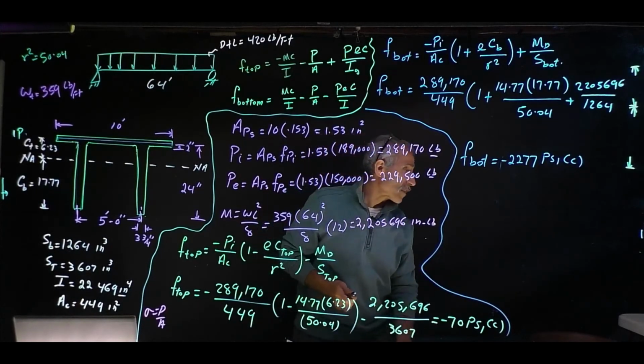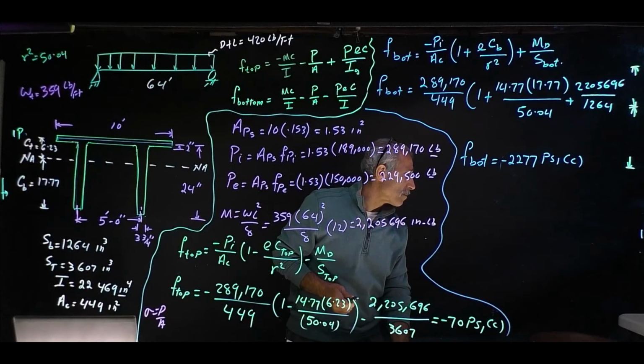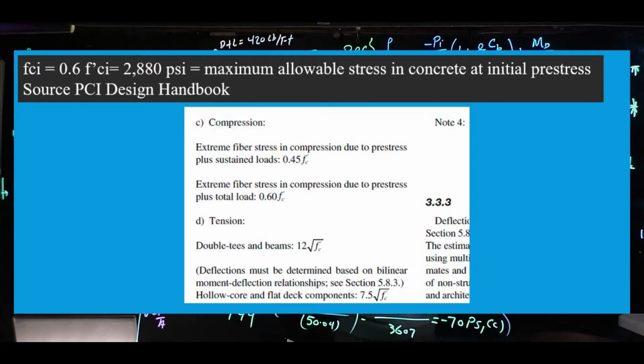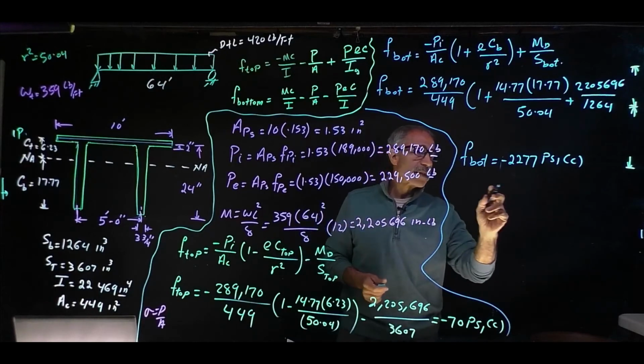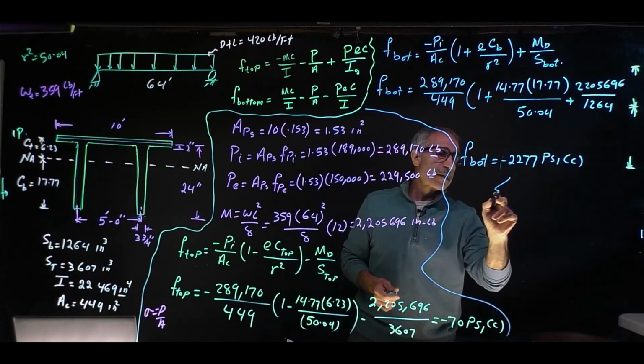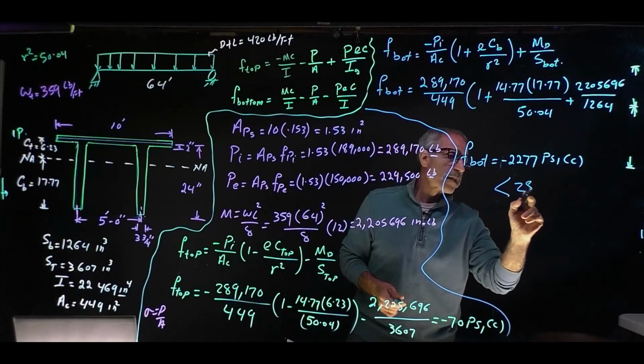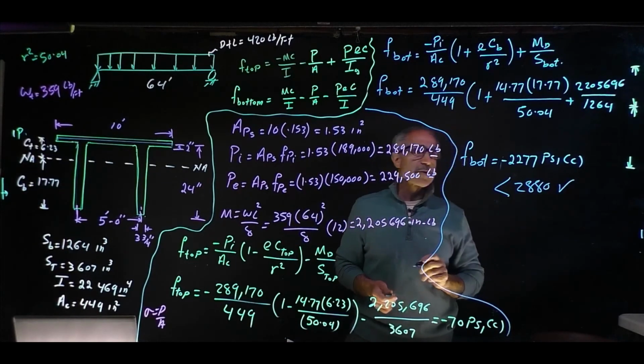The problem, the specification, we looked at it. So now this is the stress at the bottom at the initial, and per spec, it cannot be more than 2,880, which is the maximum allowable stress in concrete at the initial pre-stressing, which is basically 60% of the concrete strength at the initial pre-stress. So this number is less than 2880, which checks out, it's okay.